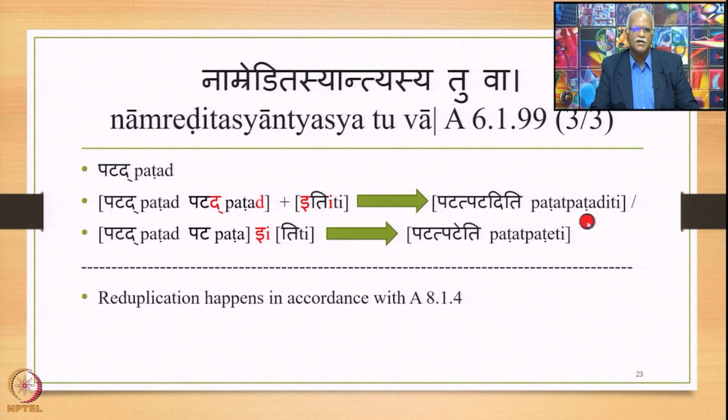So patat pataditi is one form, and the second optional form is patat pata, and then this t and e get substituted by e. So we have patat pata e and ti, and finally patat pateti by the application of the guna sutra. We get the output patat pateti.